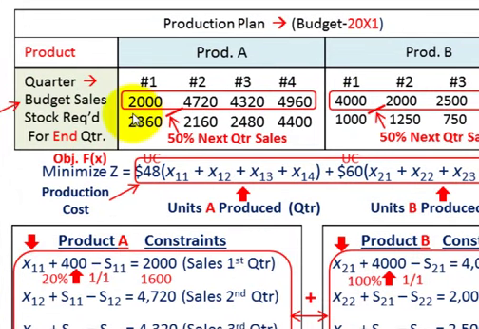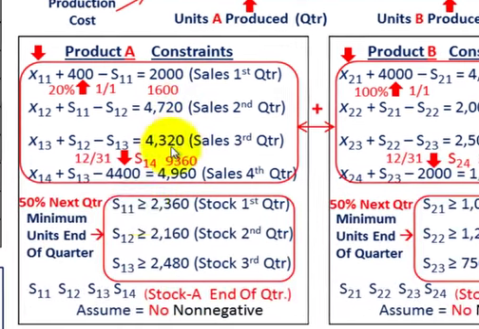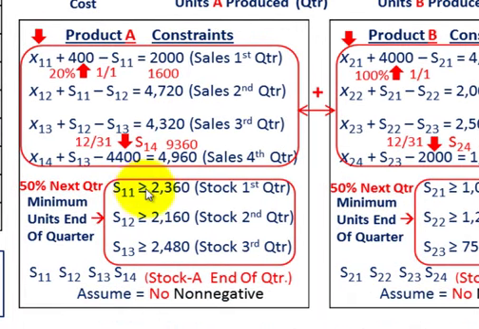So let's go up and look at that. Okay, back to our stocking requirements for the end of the quarter. Remember, we calculated that based on 50% of the next quarter's sales. So those are hard numbers that we have to put into our program. In this case, it has to be greater than or equal to, not equal to, because that's a minimum stock requirement. And again, just remember this is S11 and so forth. That was the stock at the end of the quarter.